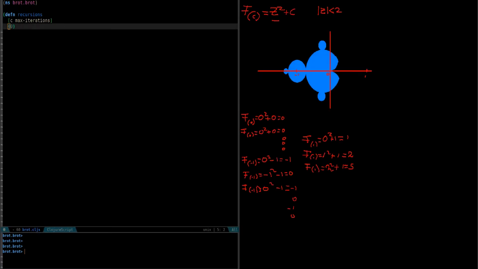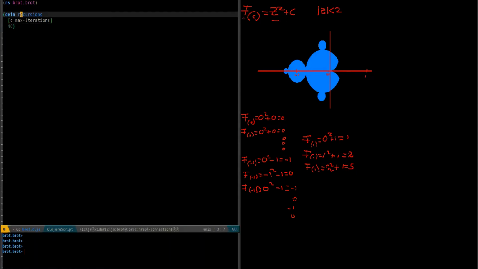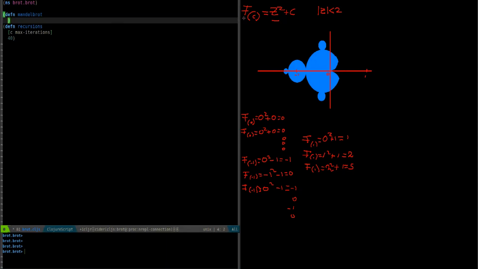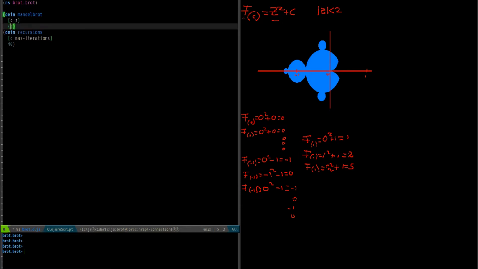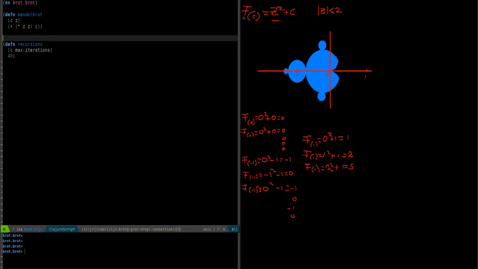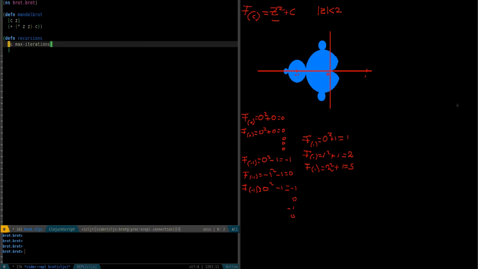So, let's start off by defining the Mandelbrot function. Let's call it mandelbrot. It takes 2 arguments, namely c and z, and returns z squared plus c. It's that simple. It's amazing to see how such a simple function can give rise to such a complex cosmos. Let's continue on with the recursions function.